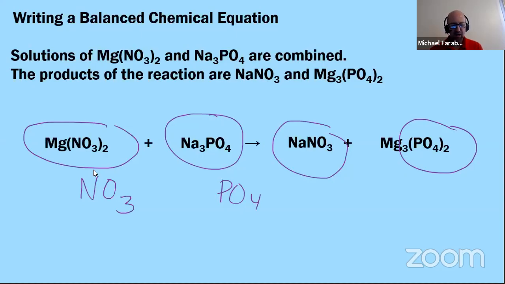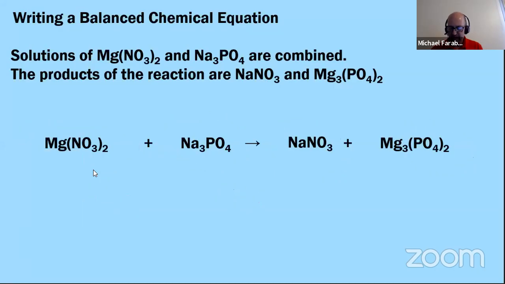So I'm going to go ahead and put a 3 in front of the magnesium nitrate to balance the magnesium. I now have 6 nitrate ions. I have PO4 multiplied by 2 on the right. I'll go ahead and get the 2 as a coefficient on the left. And now I have 6 sodiums. So 6 sodiums and 6 nitrates. The equation is balanced.